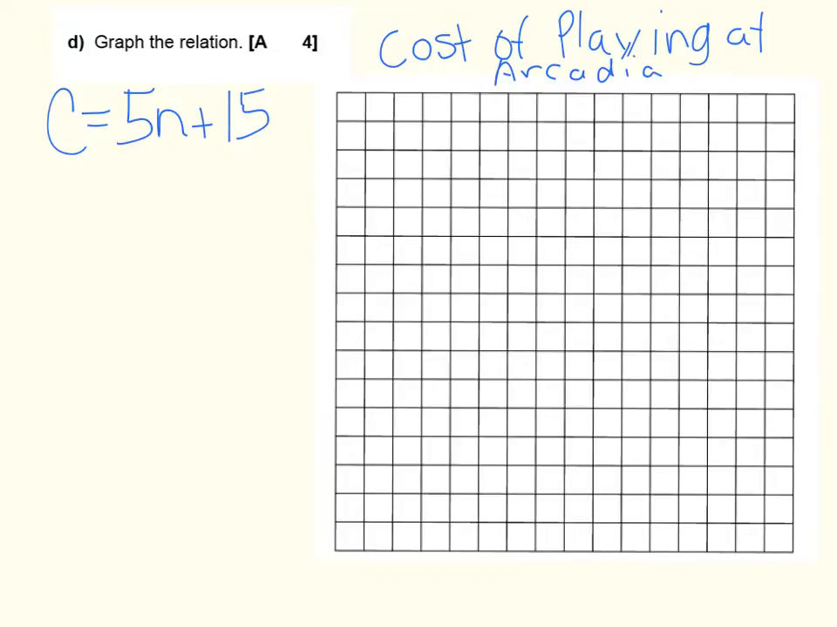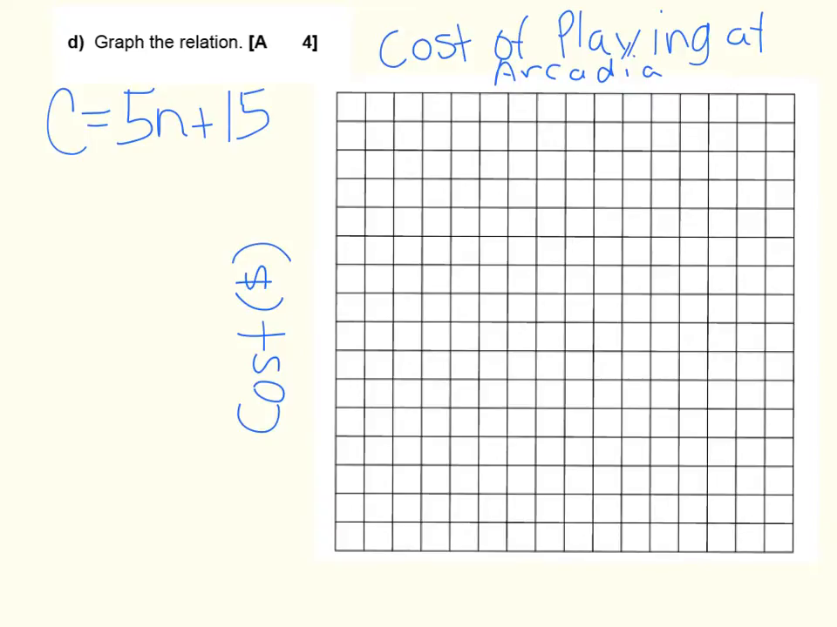Hopefully your printing is neater than mine with this stylus here. Okay, and the next thing they often left out was identifying the y-axis. So our y-axis, which is our dependent variable, in this case is going to be cost. And we've discussed this in class. Cost, if you're trying to find out how much things cost, is always going to be on your y-axis. It's because it's the dependent variable. It depends on how many games you play.